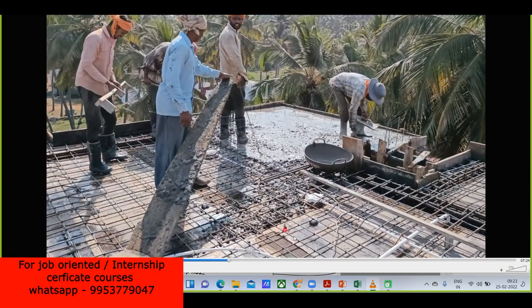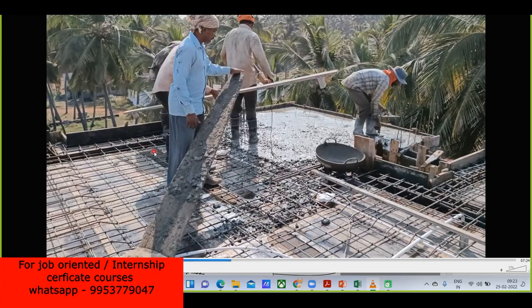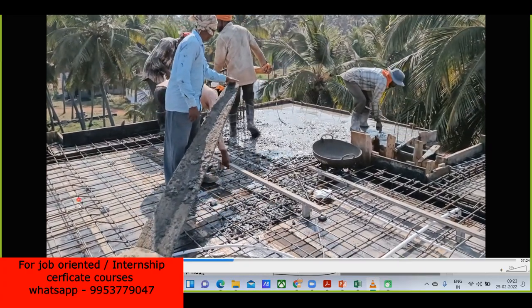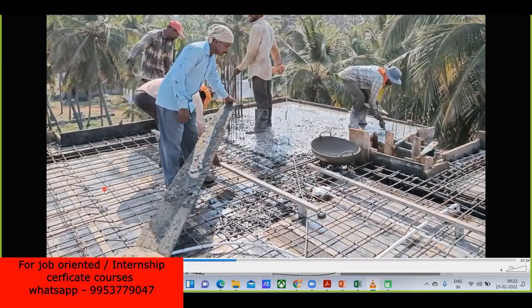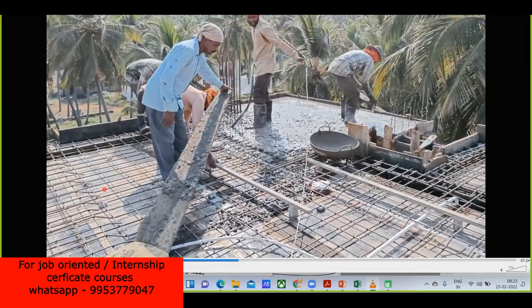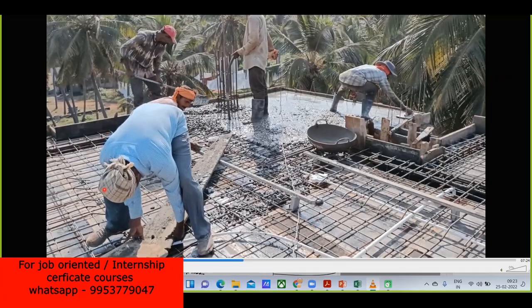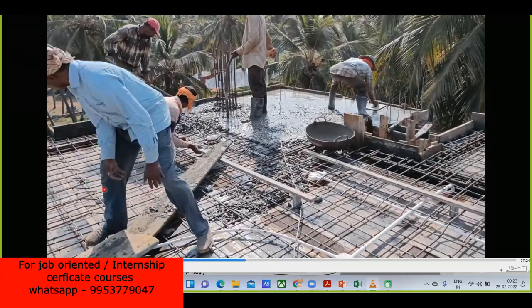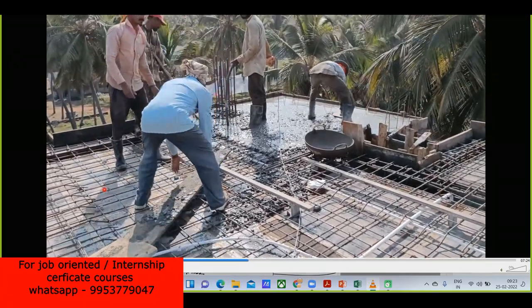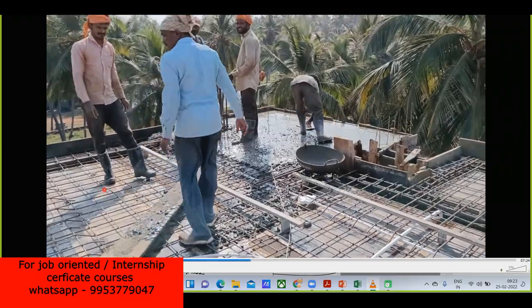That means, even before placing the concrete, just sprinkle water across all the steel plates, so that whatever steel plates got heated up will cool down, and then if you place the concrete, whatever water is there in the concrete will not get evaporated. Otherwise, there's a chance of cracks coming in the slab concreting, right?